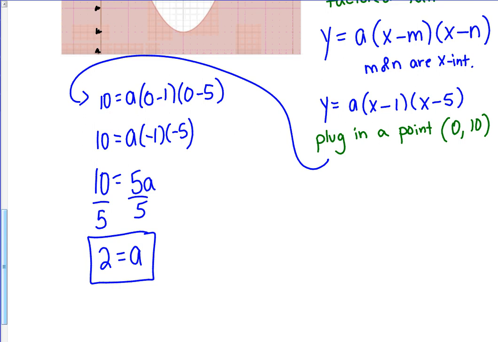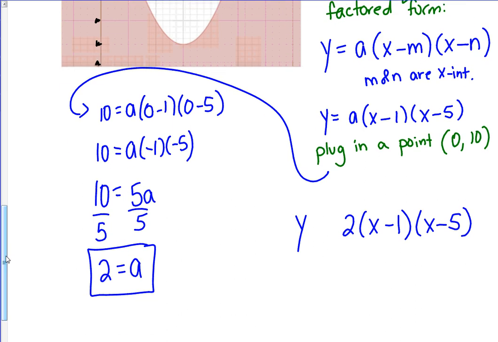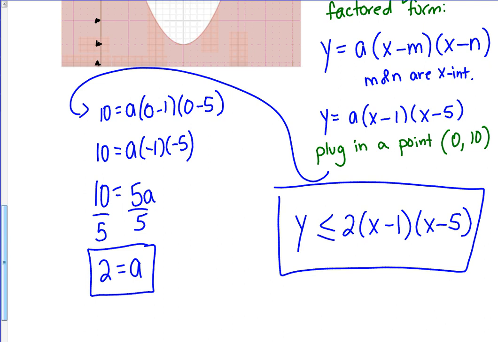So now that we have our equation, is y going to be greater or less than? So let's look at our graph again. It's below the vertex, so y is less than. And will it have the equal to symbol? Why? It's a solid line, so it will have the equal to symbol. There is our final answer. Okay?